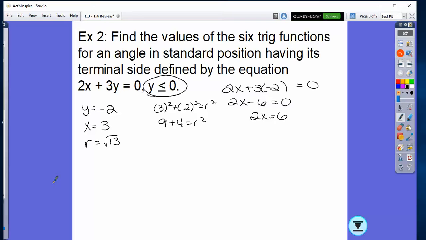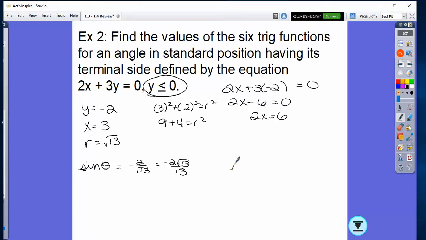Does everybody know how I'm getting these values? Remember radicals, I want you to leave it in radical form, but if it's something like the square root of 8, go ahead and reduce it if you can. So then sine theta, y over r, negative 2 over radical 13. Can we leave it like that? No. So you multiply the radical 13 on top and bottom. Negative 2 radical 13 over 13.